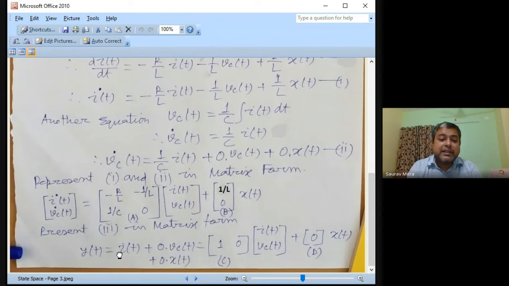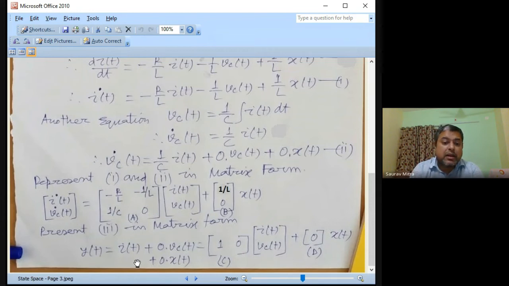So now how will you write this equation? Y(t) is equal to i(t). Just see that there is a C matrix coming. So Y(t) is equal to [1 0] of [i(t) Vc(t)]. What is meant by that? Y(t) is equal to 1 into i(t) plus 0 into Vc(t) plus 0 into x(t).